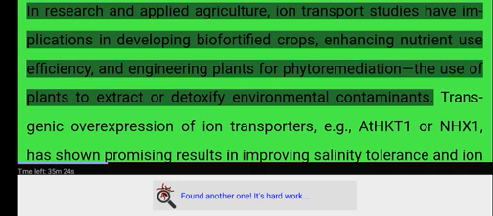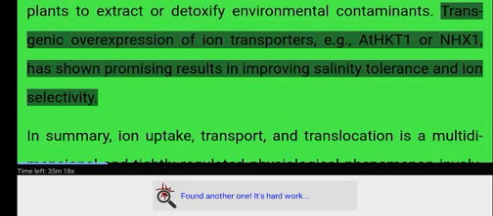In research and applied agriculture, ion transport studies have implications in developing biofortified crops, enhancing nutrient use efficiency, and engineering plants for phytoremediation, the use of plants to extract or detoxify environmental contaminants. Transgenic overexpression of ion transporters, e.g., AtHKT1 and AtNHX1, has shown promising results in improving salinity tolerance and ion selectivity.